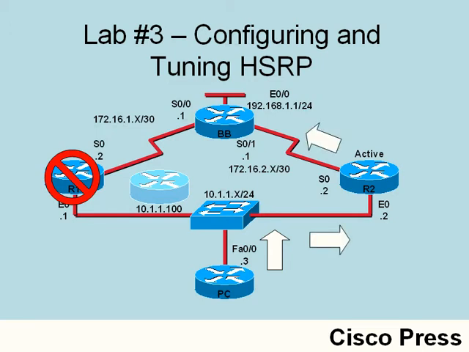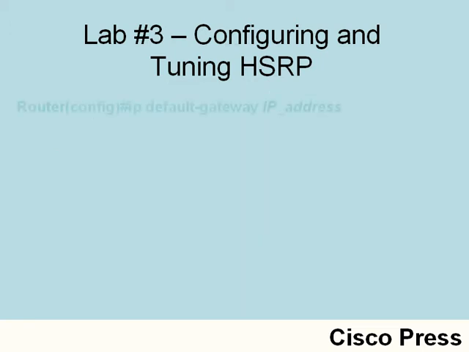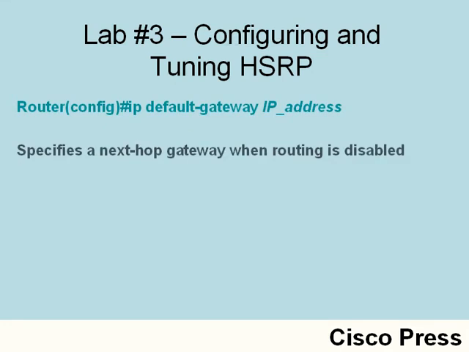Let's see the syntax to make this happen. First of all, on the router that's acting as the PC, we need to point it to a default gateway. We can do that with the command in global configuration mode, ip default-gateway followed by the IP address.